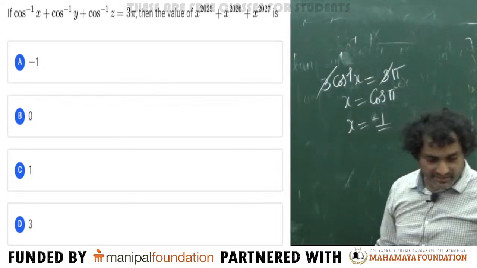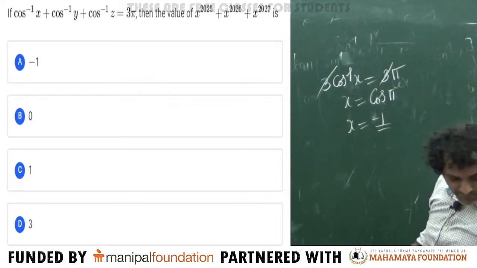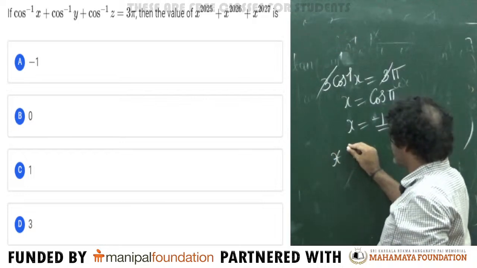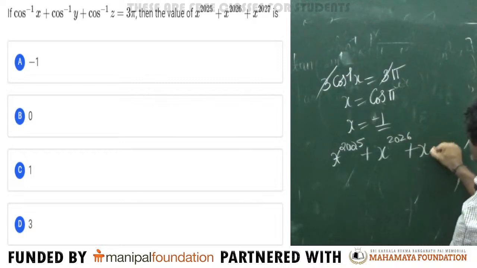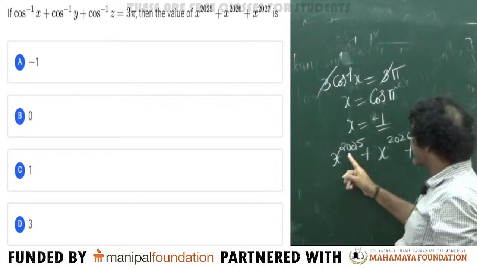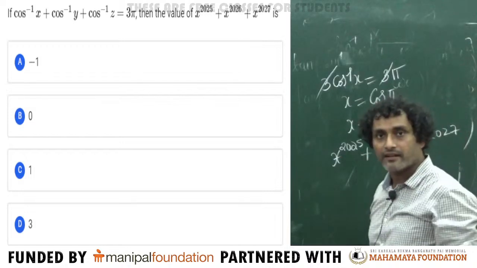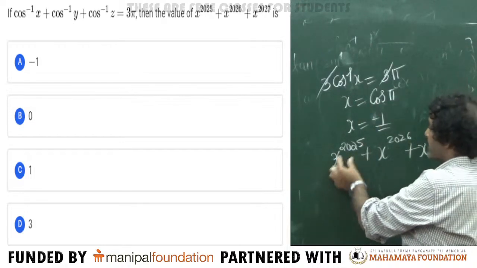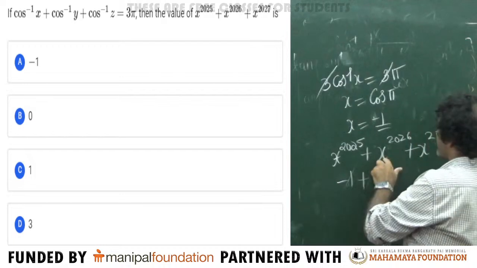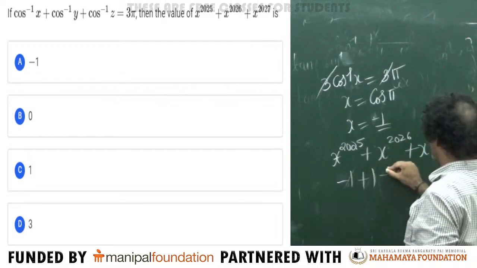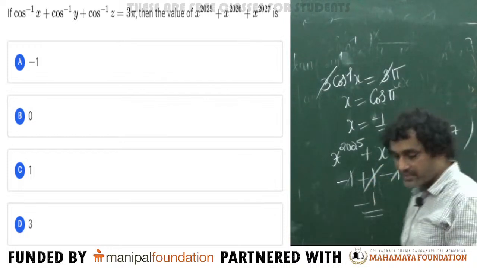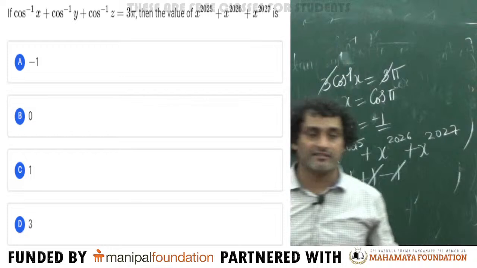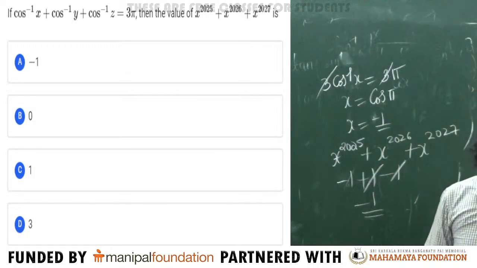Now write what they are asking for. Are they asking for x to the power 2025 plus x to the power 2026 plus x to the power 2027? Here x is minus 1 and this is an odd power. Minus 1 to the odd power is minus 1. Minus 1 to the even power is 1. Minus 1 to the odd power again is minus 1. These two will cancel. The answer will simply come as minus 1. Do you have an option where the answer is minus 1? Yeah, is there an option? Yeah, so that's the answer. Okay.